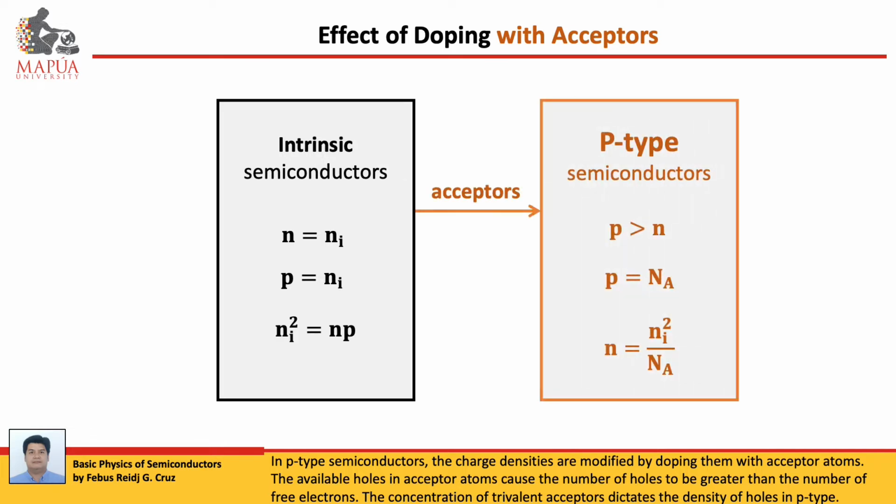In P-type semiconductors, the charge densities are modified by doping them with acceptor atoms. The available holes in acceptor atoms cause the number of holes to be greater than the number of free electrons. The concentration of trivalent acceptors dictates the density of holes in P-type.